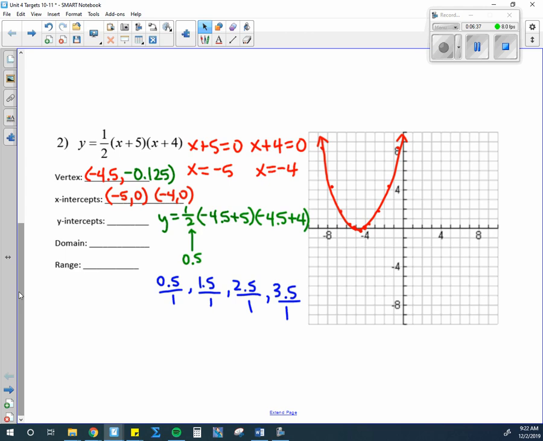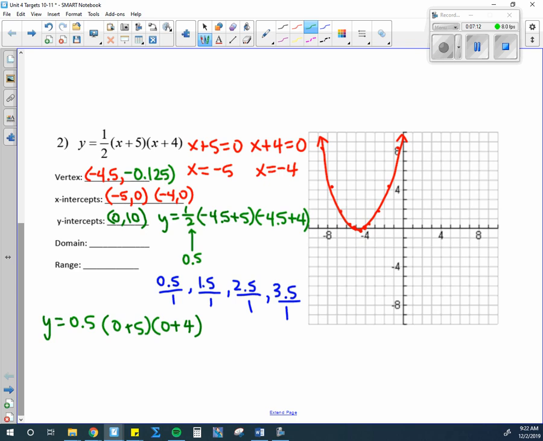For my y-intercept, you'll notice that on my graph here, I can't find the y-intercept. I can't see it, so I'm actually going to have to find it by plugging in 0 for x into my equation. So I will have 0.5 times 0 plus 5 times 0 plus 4. And for my y-intercept, I end up at 0, 4. So it does come out to be a nice number.